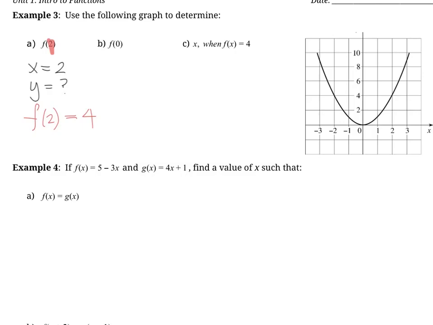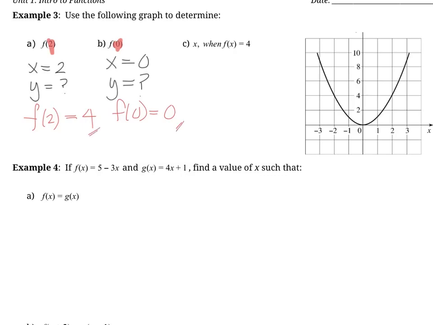Let's try the next one. So the next one says, what's f at 0? Well, we know 0 is just x. So if we rewrite this, it's really asking when x is equal to 0, now what's y, or what's the value of the function? So let's take a look back up here. Where is x equal to 0? Right here. And y is also equal to 0. So therefore we know that f at 0 is just equal to 0.